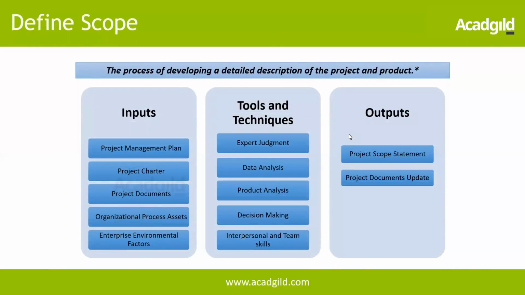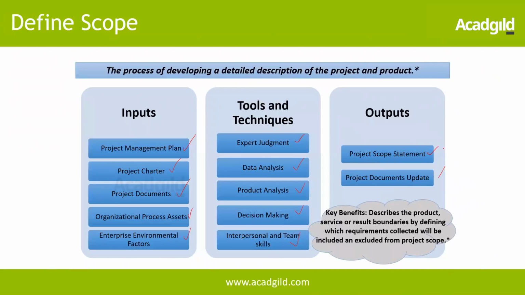So let's look at the inputs: the project management plan, project charter, project documents, OPA and EEF. These are the inputs for this process. Techniques again: expert judgment, data analysis, product analysis, decision making and interpersonal and team skills. Outputs: project scope statement and project document updates. So a lot of things we have already seen, maybe one or two are new here.